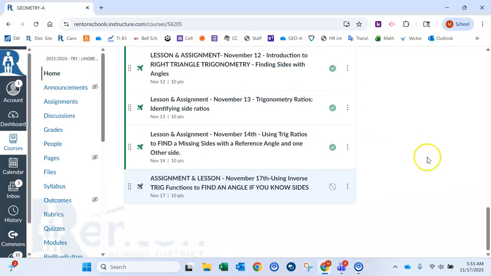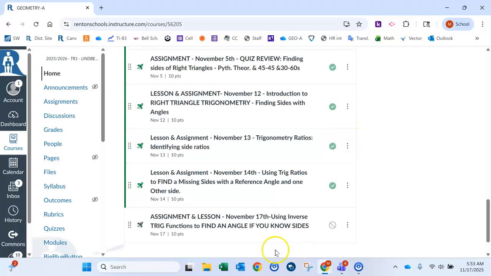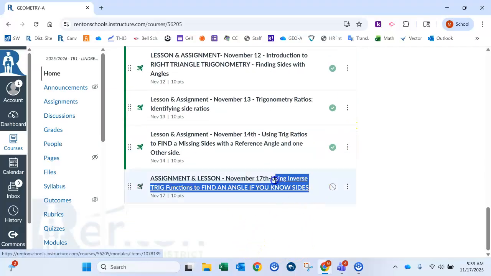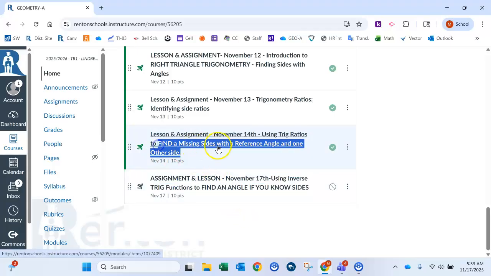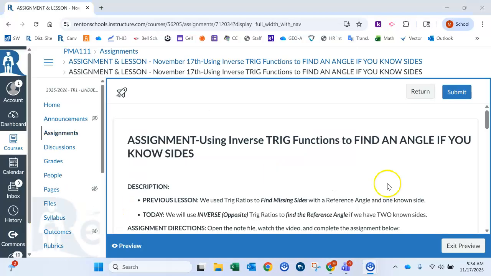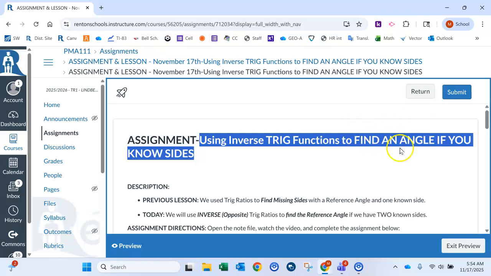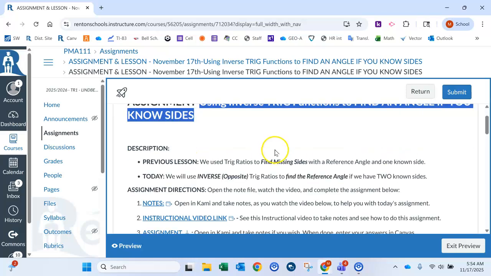Hello, today our lesson is again right triangle trigonometry, and we are doing this one right here, using inverse trig functions to find an angle if you know the sides. Last time, we were able to find a missing side if we had a reference angle. So click on this. Okay, so this is what we're doing today, using functions to find an angle if we know the sides.